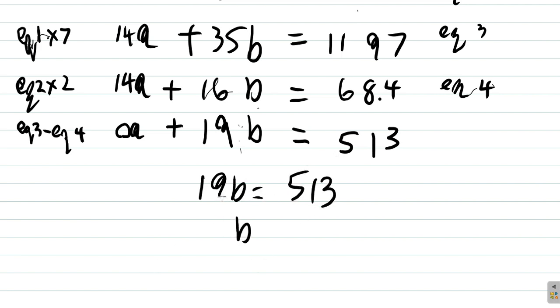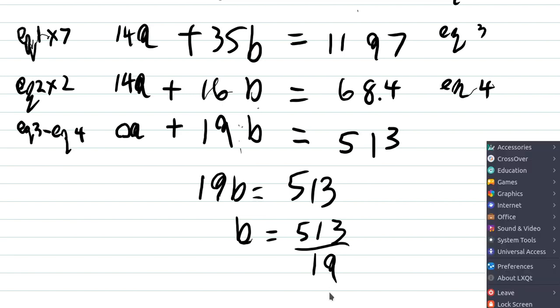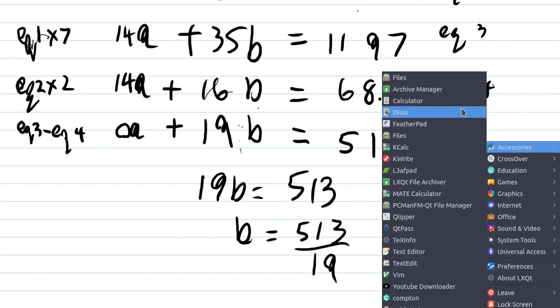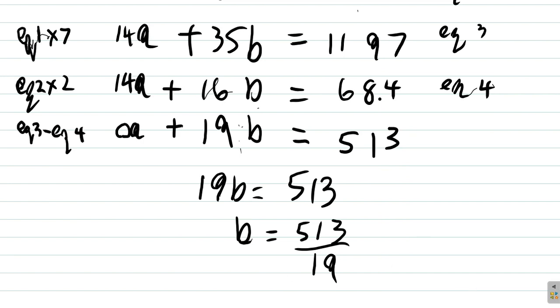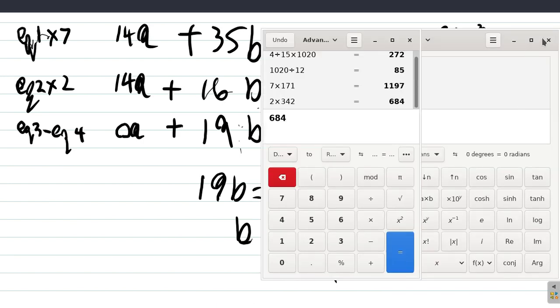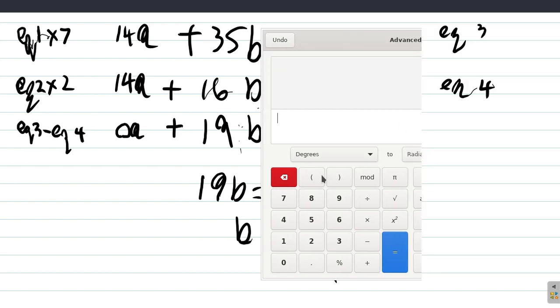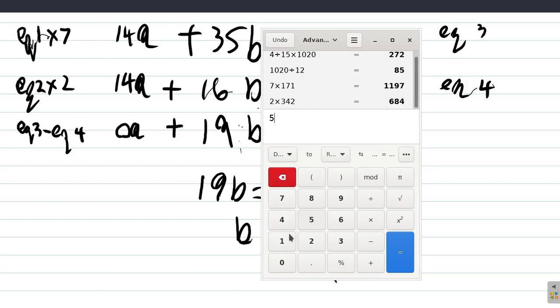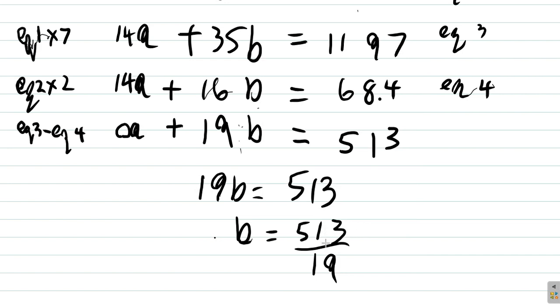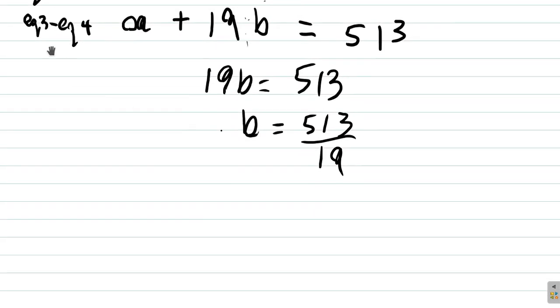So b, if I divide both sides by 19, 19 will cancel itself on the left hand side of the equal sign. 513 divided by 19 on the right hand side of the equal sign. So 513 divided by 19 will give us our answer. So we have 513 over 19 equals 27. So B is equal to 27.